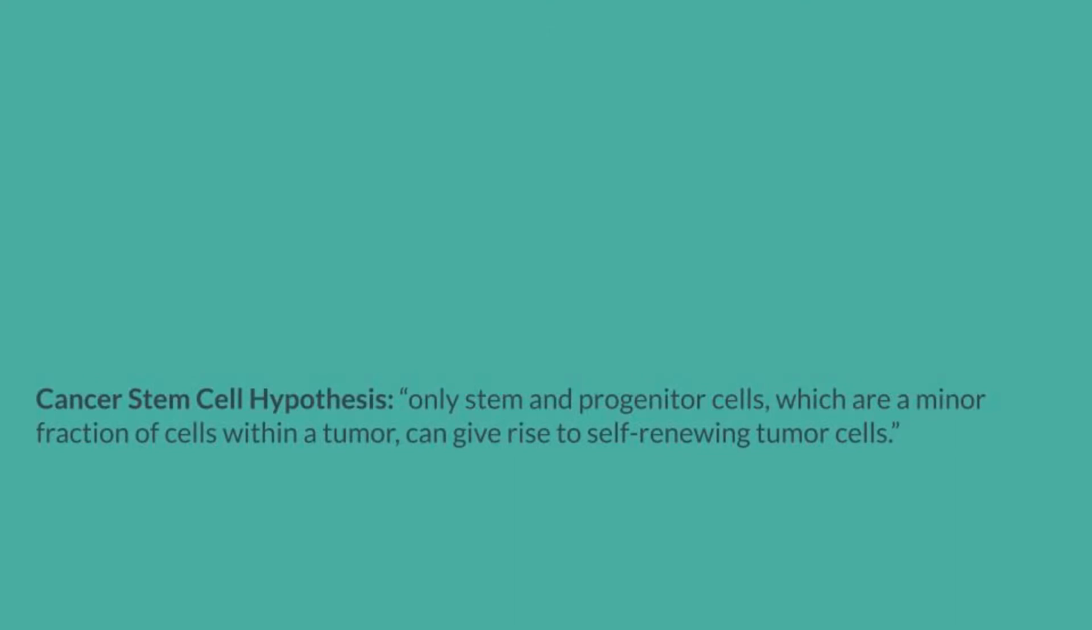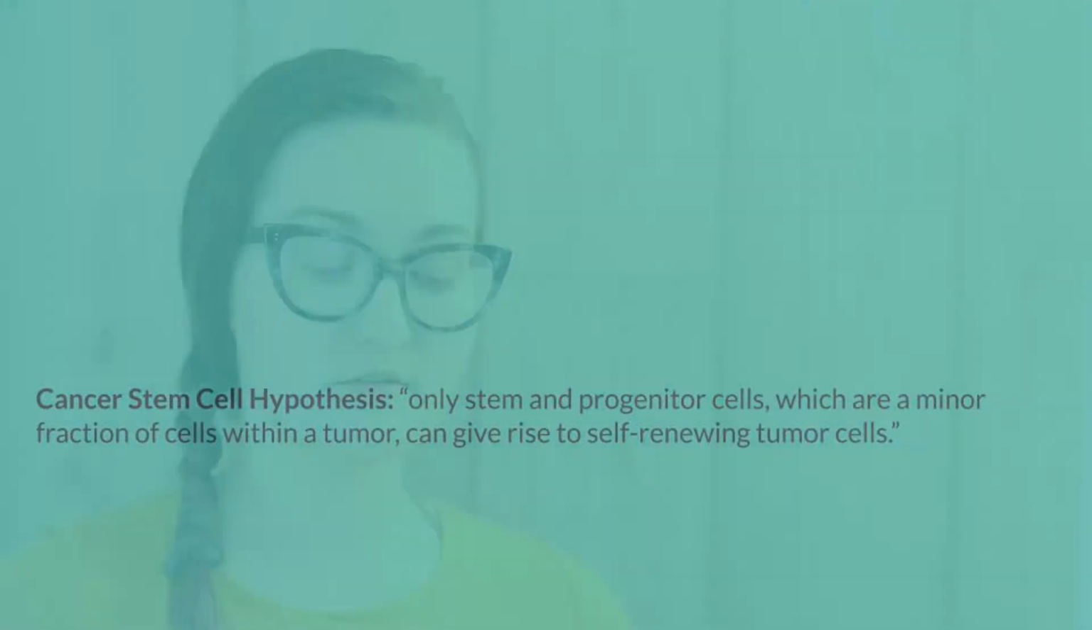The cancer stem cell hypothesis, however, states that only stem and progenitor cells, which are a minor fraction of cells within a tumor, can give rise to self-renewing tumor cells. So stem cells are the cells that create all of the different types of cells in our body. Progenitor cells are a little bit more specified, so they can only create a few different types of cells, not any cell like a stem cell can. And these two types of cells only take up a very small portion of all of the cells found in a tumor. Most likely, the reality of the situation is that what happens in a tumor is a combination of both of these hypotheses.